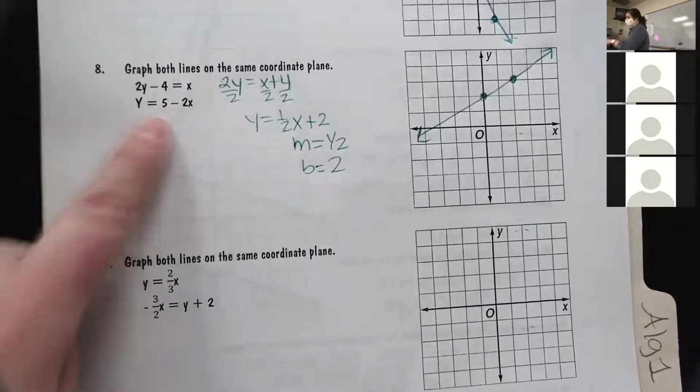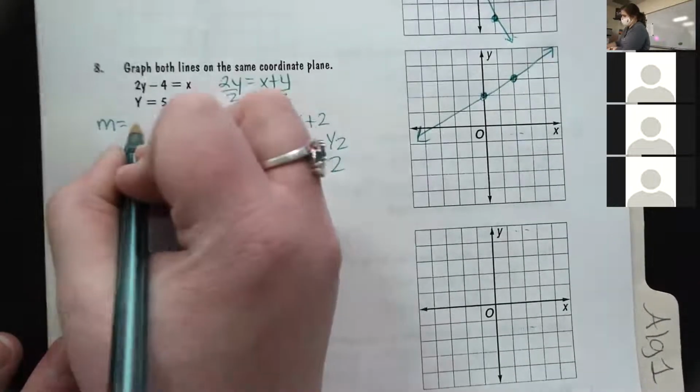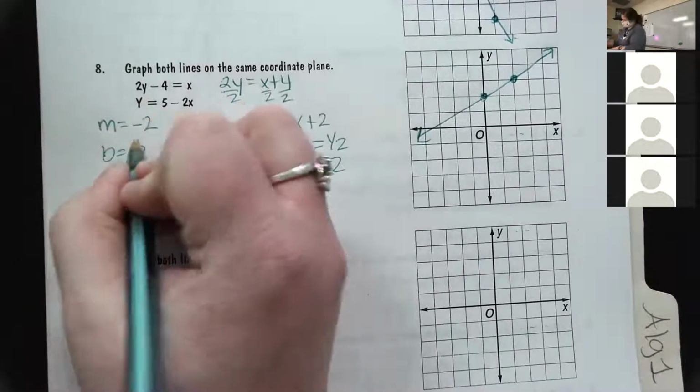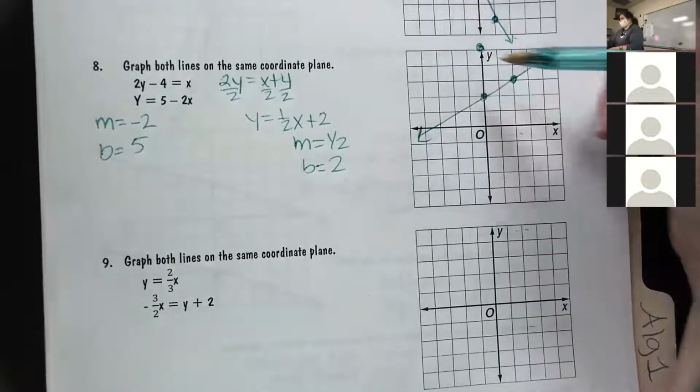Is this in my favorite form? Yeah, what's M? Negative 2. Thank you for not forgetting the negative sign. And what's B? 5. Start at 5. Down 2 over 1.